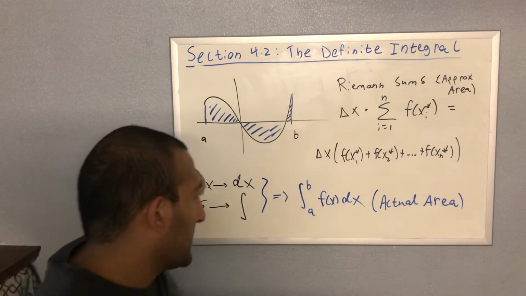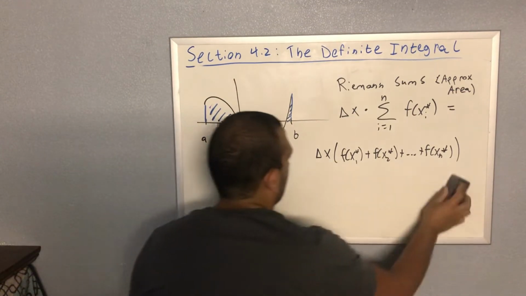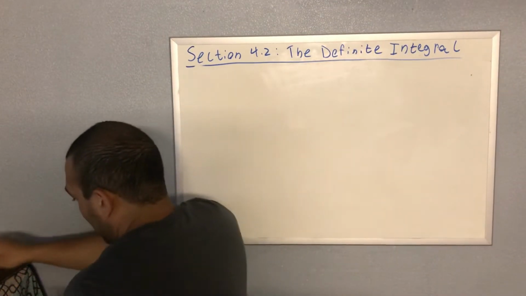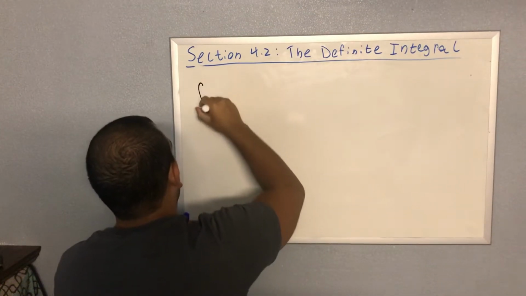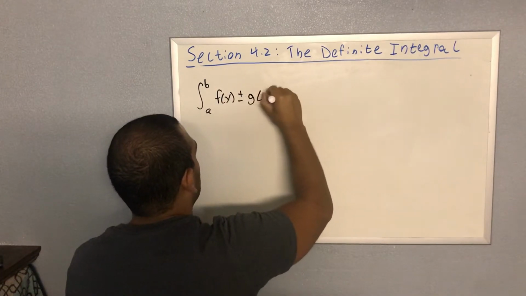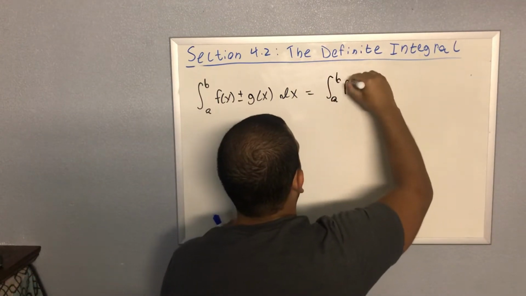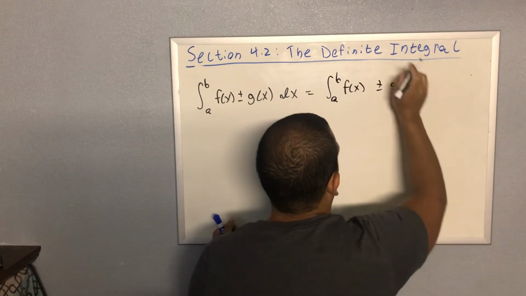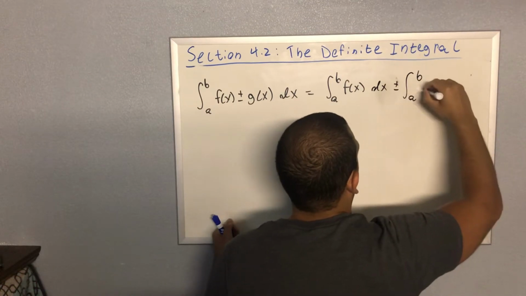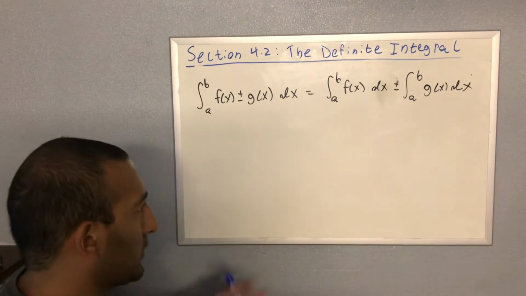And so we saw some properties of this guy. For example, we saw that if you try to find the area under the curve of two functions added to each other or subtracted from each other, you could effectively just find each of the areas separately and then add or subtract them. Okay. So that was one property.